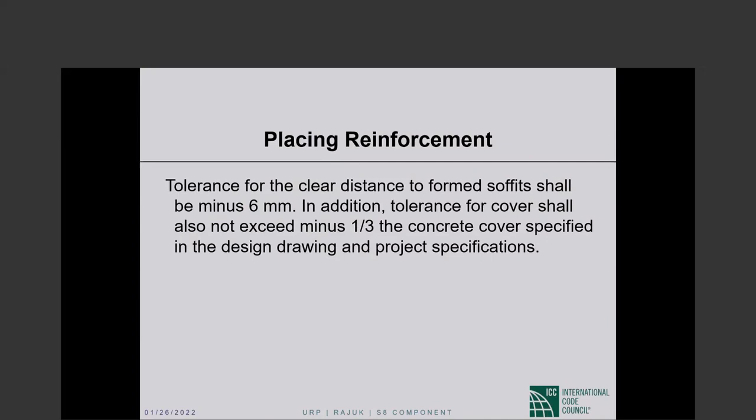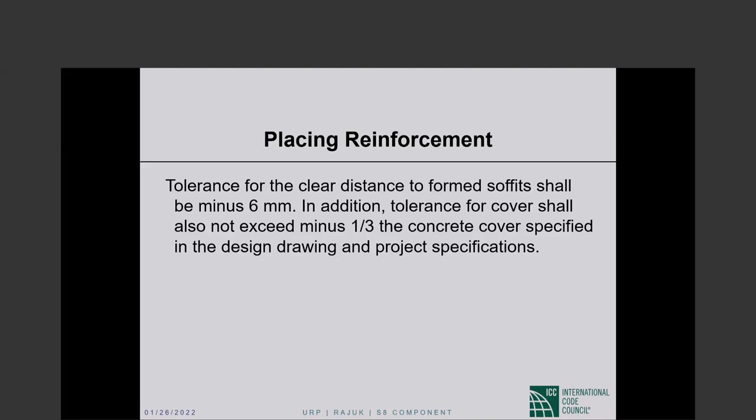Now that table is not the whole provision. This is an integral part of the tolerance that we are talking about. Tolerance for the clear distance to formed soffit shall be minus 6 millimeters. So the clear gap between the form soffit and reinforcement shall be minus 6 millimeters.